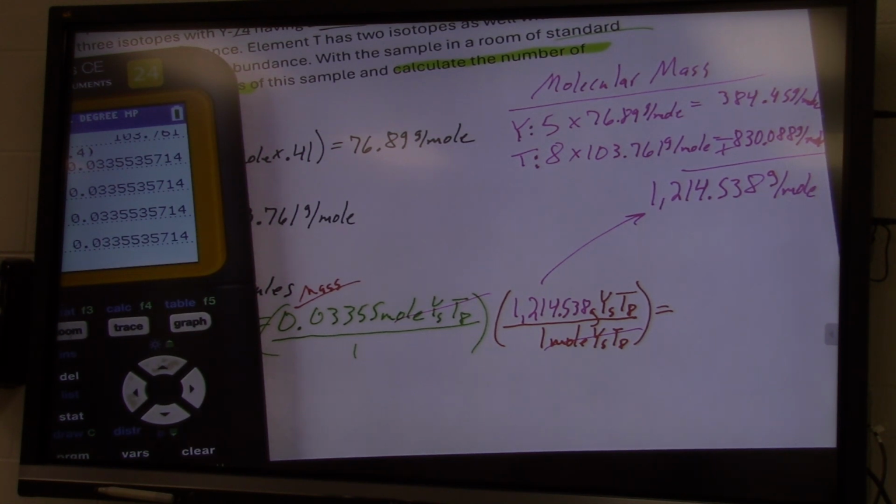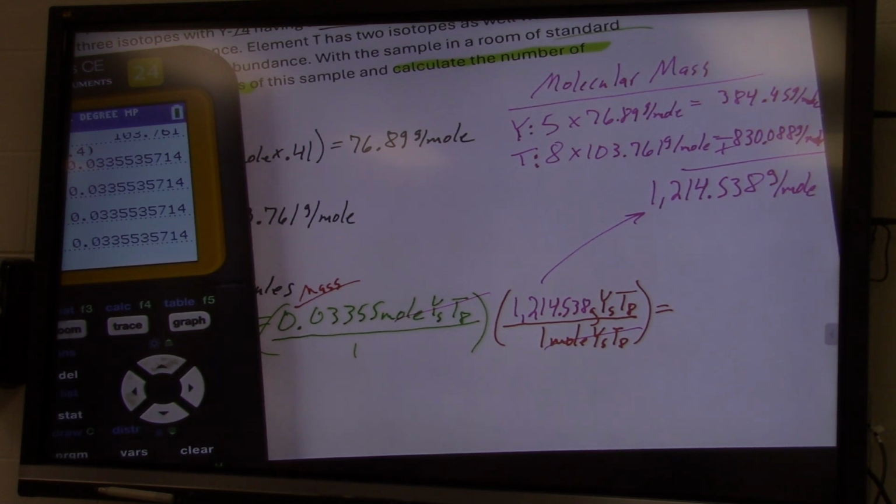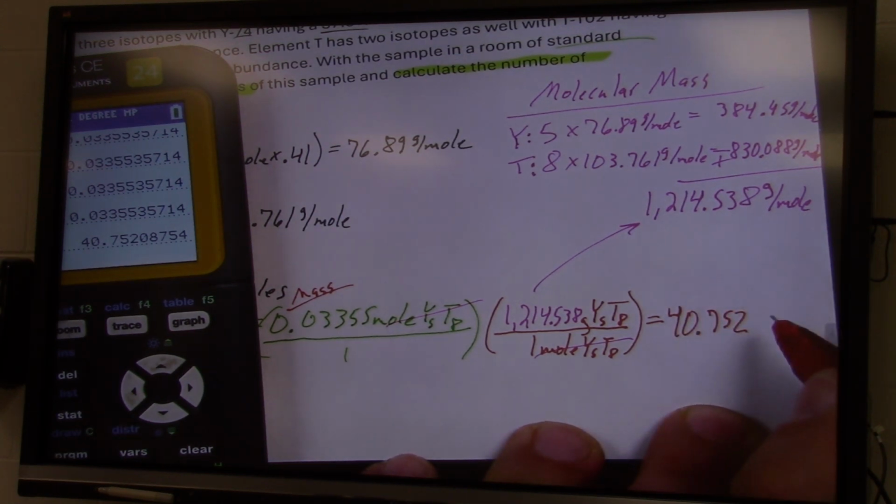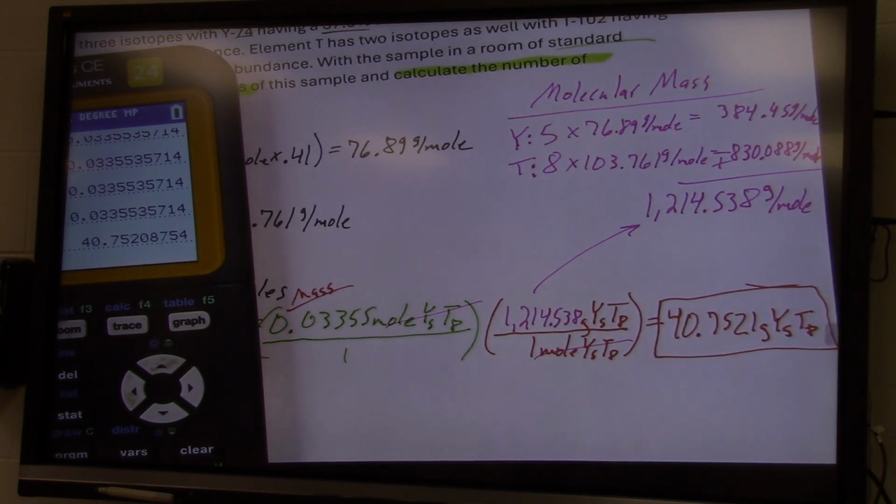Anyway, so in this case I got alpha A times 1,214.538. So I get 40.7521 grams of Y5T8. That's only one answer though.